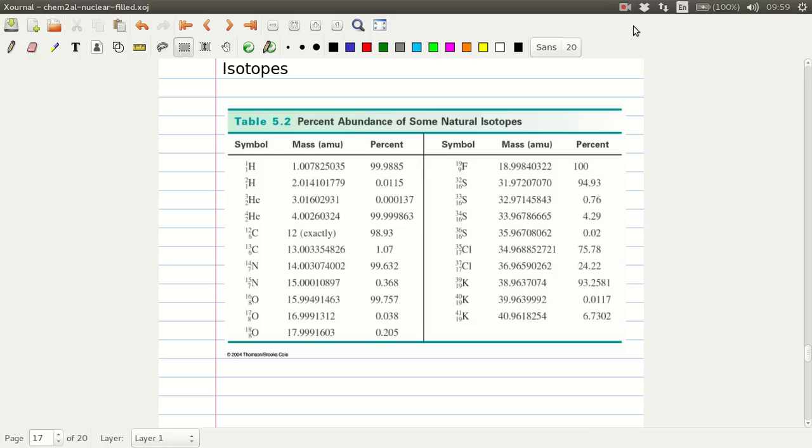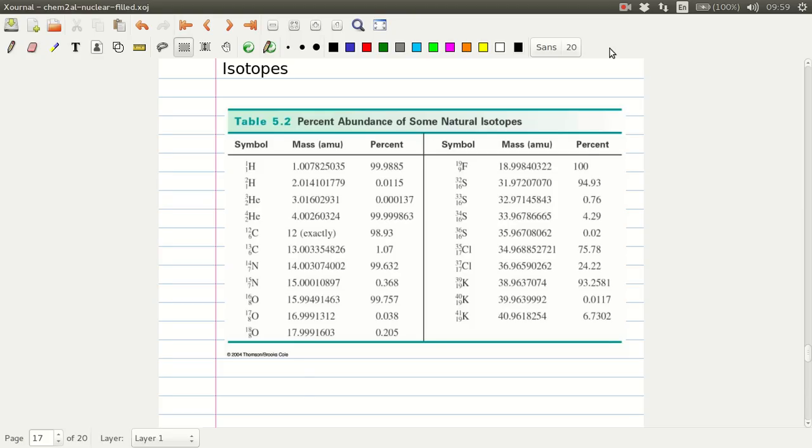So now that you can write atomic symbols for any species, you're starting to get familiar with the periodic table. We have one last thing to talk about, and that's the concept of isotopes. Every element can exist in more than one isotope, many times. An isotope is an atom of an element that has a different number of neutrons.